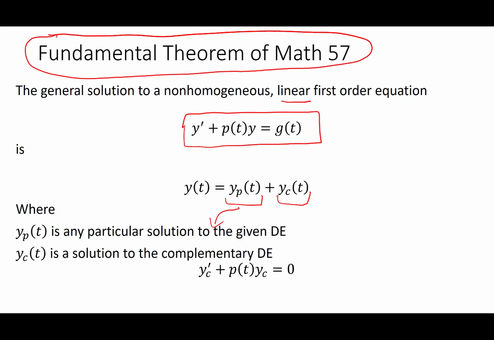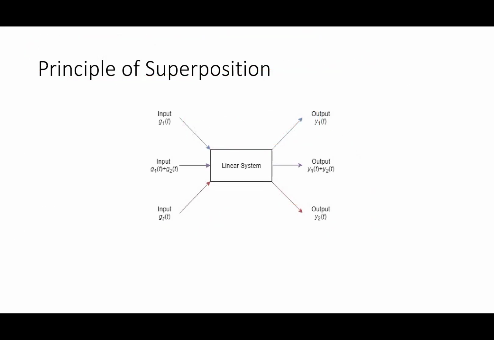The y_c of t is always easy to find by direct analytic methods, in fact separation of variables, because y_c of t is the solution to the complementary differential equation, which is the one we obtained by zeroing out g in our original DE. The fundamental theorem of Math 57 is really a special case of the principle of superposition.